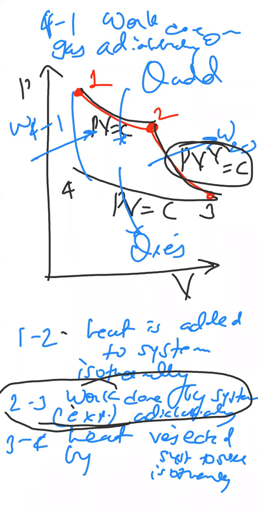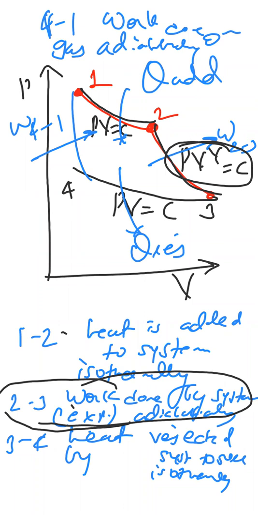Tell me, what is the process 2 to 3? The work done by the system. It expands. So the gas is expanding, but in such a manner that there is no heat transfer to the surrounding. During expansion, the heat transfer is stopped to the surrounding.